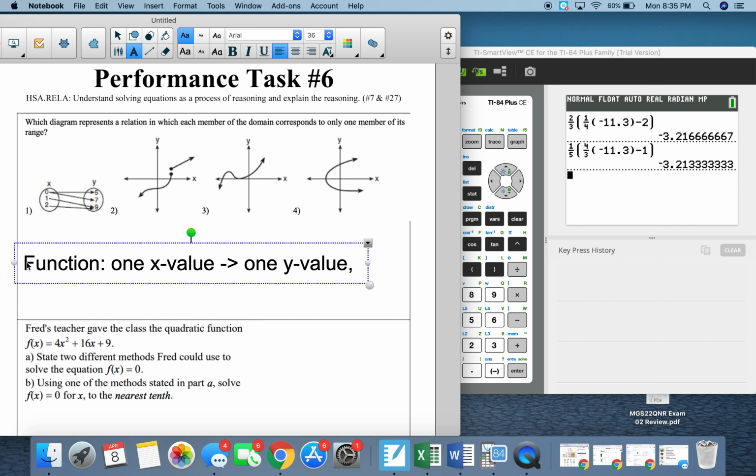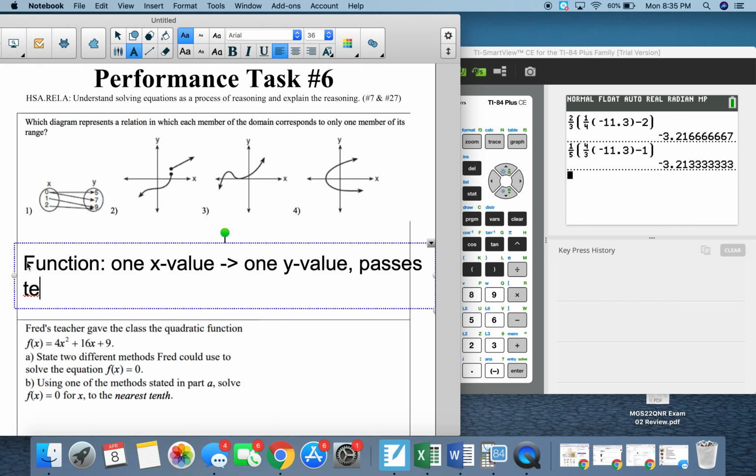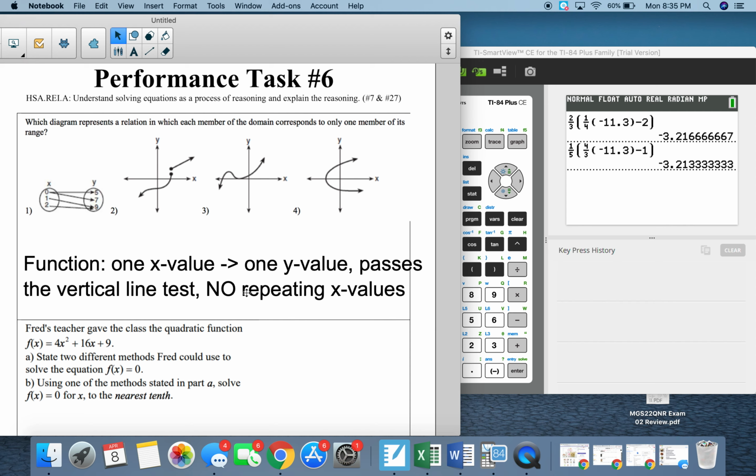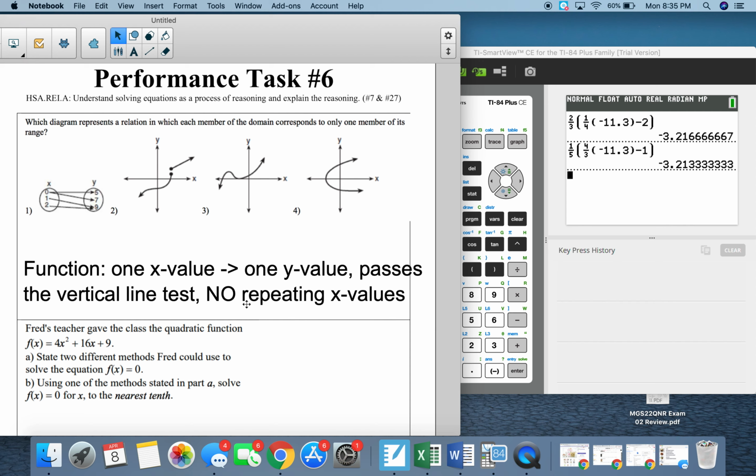We also said that a function passes the vertical line test. And we also said no repeating x values. So these are all the different ways we defined a function in class and how we can identify one.